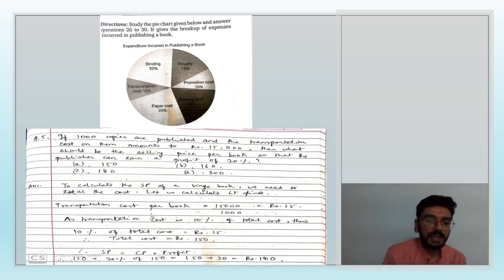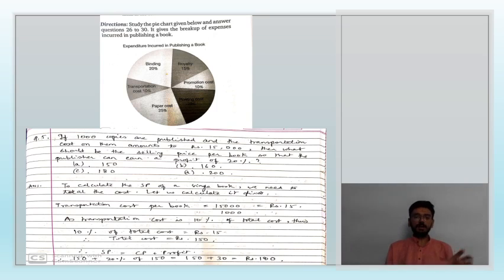Okay, so if 1,000 copies are published and the transportation cost on them amounts to rupees 15,000, then what should be the selling price per book? Just hold on for a minute.